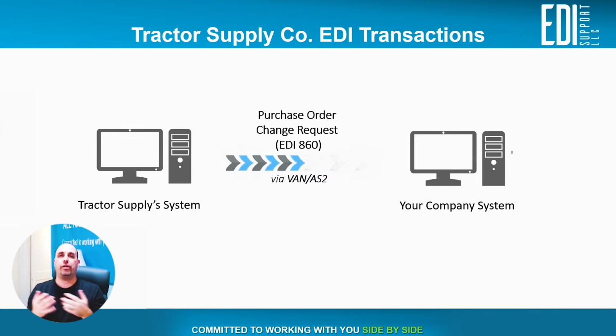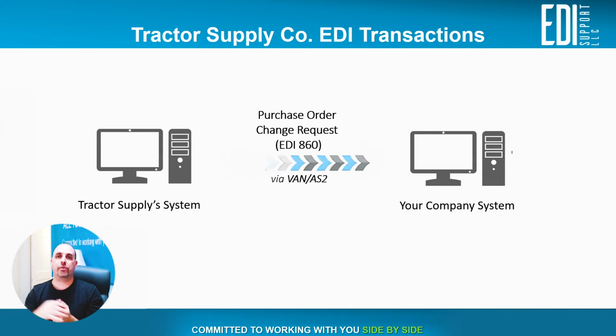So maybe they want to change a delivery date. Maybe they want to change a ship to location because, for some reason, their distribution center is not receiving goods, so you have to move it to another distribution center. Whatever it may be that differs from that original purchase order, they're going to send you a purchase order change. In return, you're going to send back a 997.